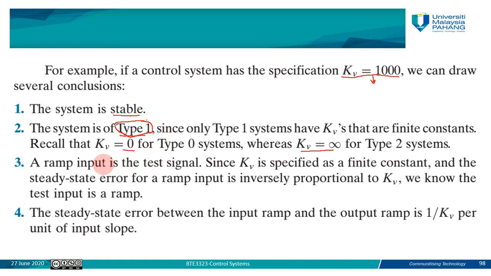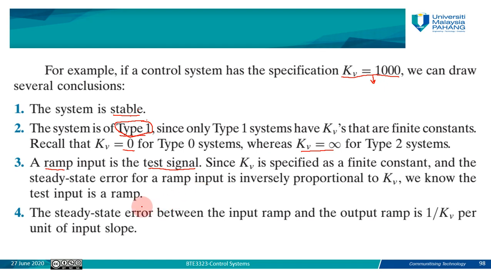The next information that we get is that a ramp input is the test signal. Why do we use a ramp input? Because when we want to test the system with respect to velocity, we need to use the ramp function. If it's related to the position, we use the step function. If it's related to the acceleration, we use the parabola function. Since we have Kv here, the test signal will be the ramp function, which is used for our test.